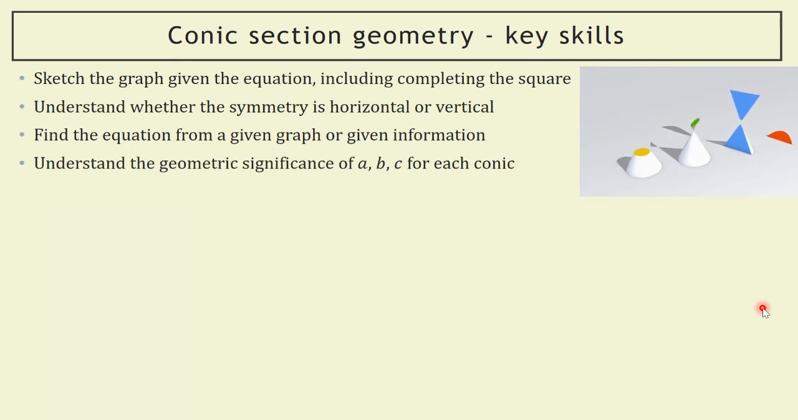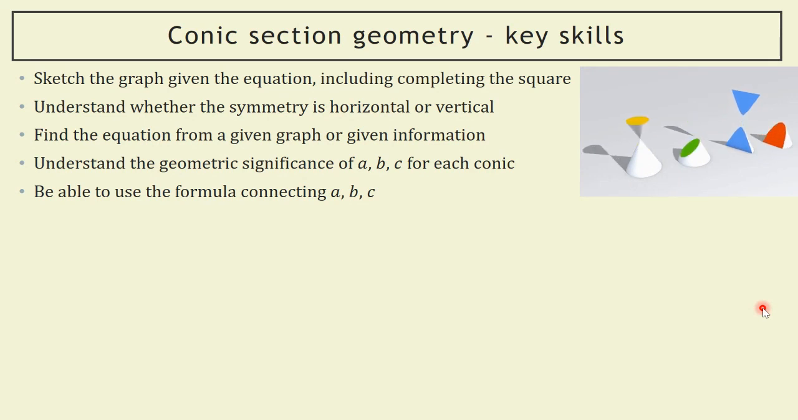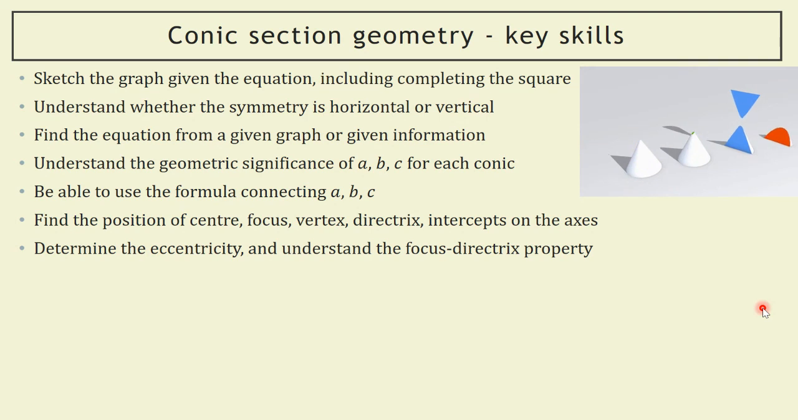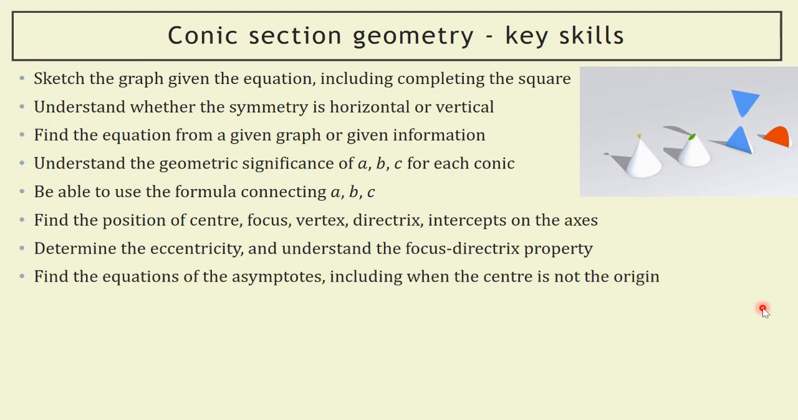Understand what a, b, and c mean for each conic. What's the geometric significance of them? What are they telling you about the graph? And being able to use the right formula that connects a, b, and c. To be able to get the position of the center, the focus, the vertex, directrix, and any intercepts on the axes. Figure out what the eccentricity is and understand how the focus directrix property relates to that particular conic.